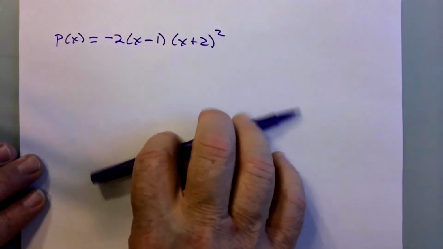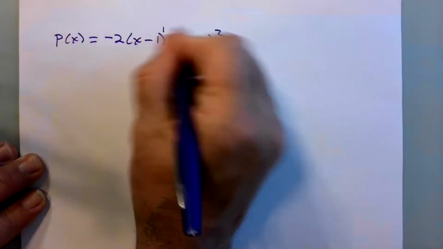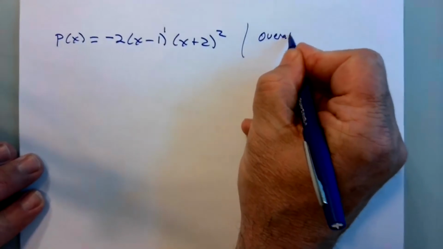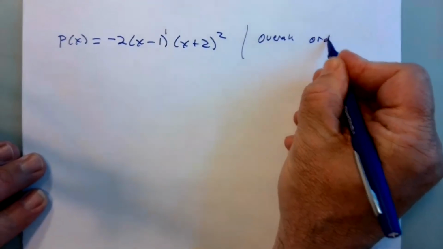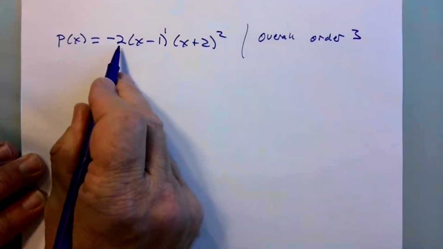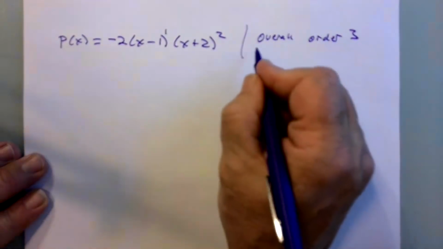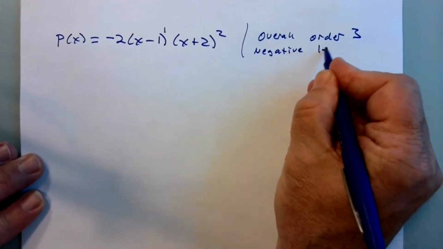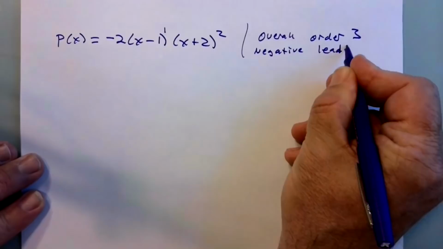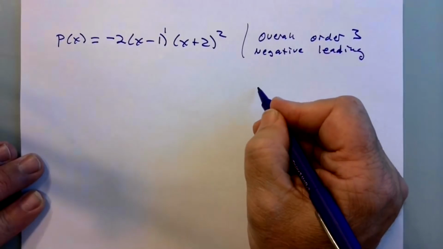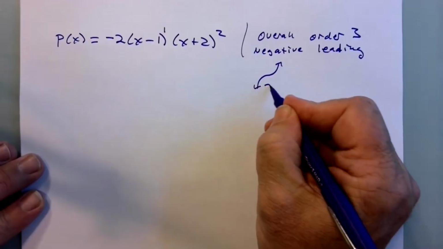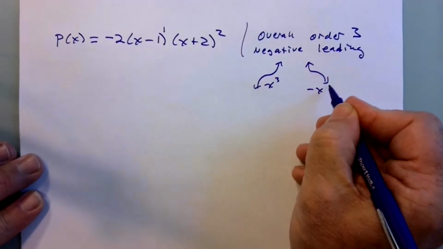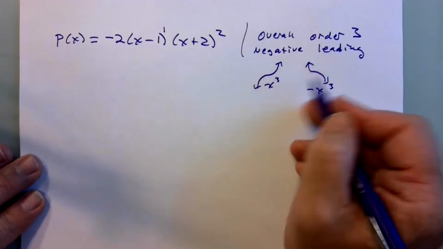So we know that this is to the first power and that's to the third power. So our overall polynomial is order 3. And we know that we have a negative leading coefficient. So that gives us some idea of the shape. We know x cubed looks like this. Negative x cubed looks like this. So all odd powers behave that way.